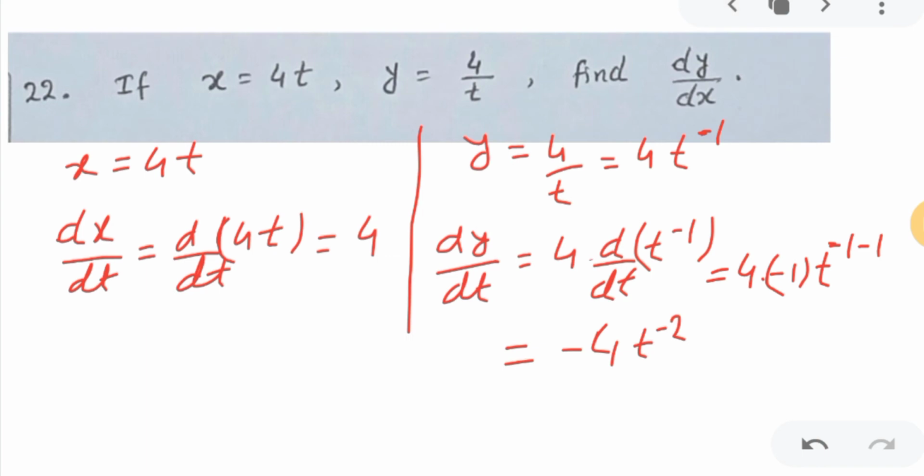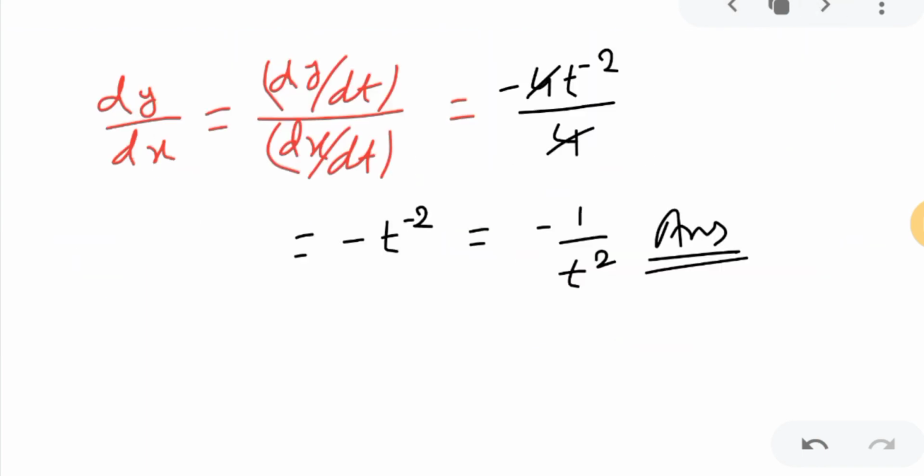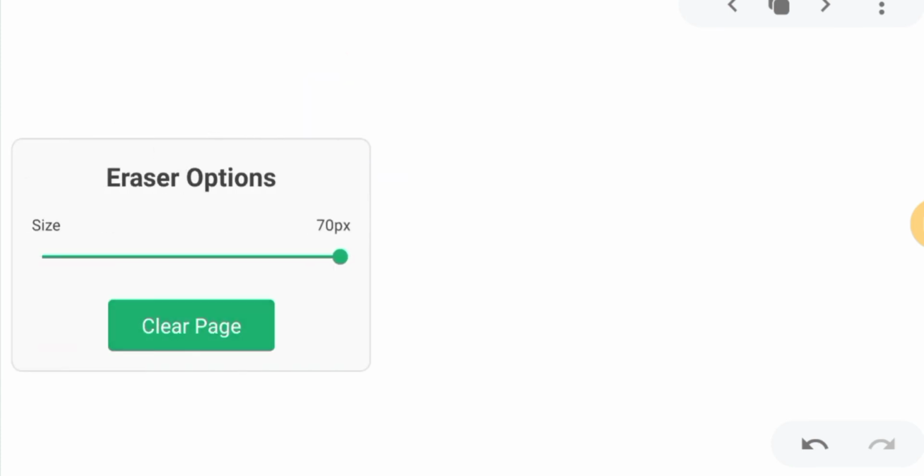I hope you understood, correct? I explained this type of thing many times. Okay, so now I will take one similar question. So what is the similar question?